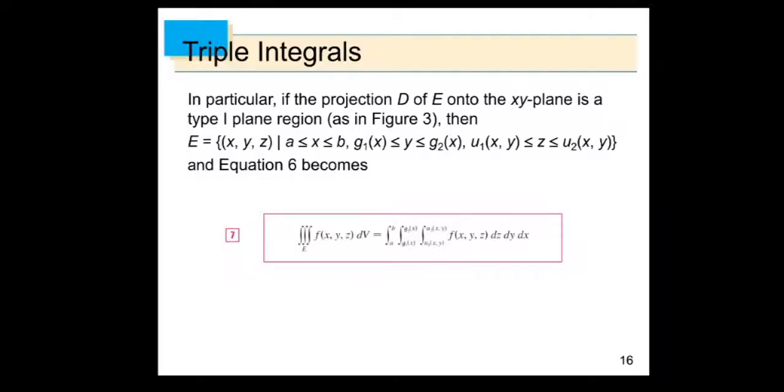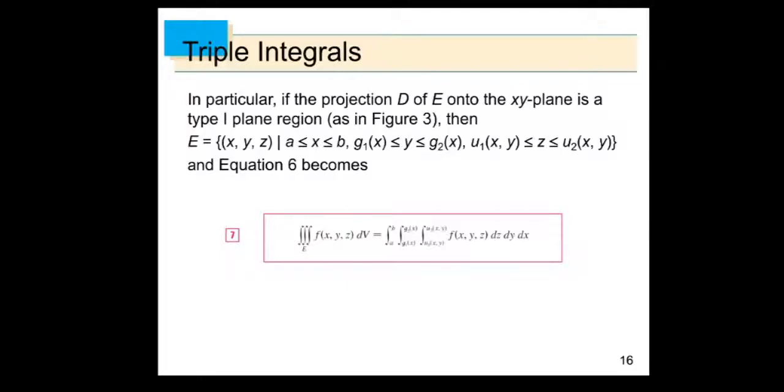And then it makes equation 7, where we can see that there is an integration from a to b, an integration from g1(x) to g2(x), and then an integration from u1(x, y) to u2(x, y), and then we will have our f(x, y, z) dz dy dx. It means that we will be integrating dz first, then dy, and then dx.